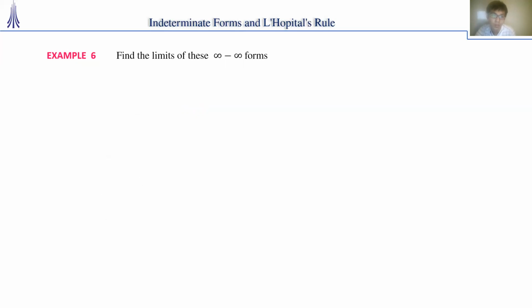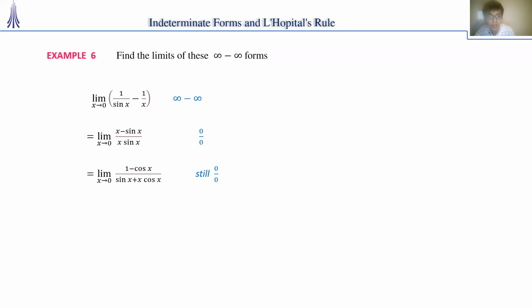So let's see one more example. Example 6. Find the limit of this infinity minus infinity form. Example: the limit as h approaches 0 of 1 over sine of h minus 1 over h. So we got sine of h minus h over h times sine of h.